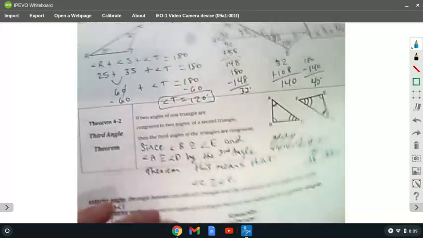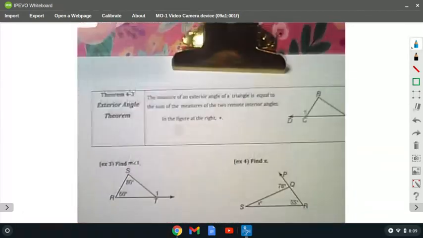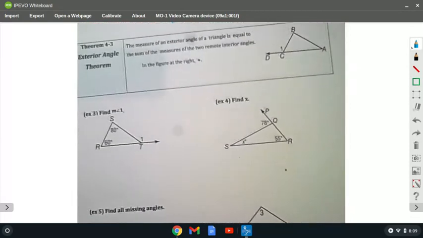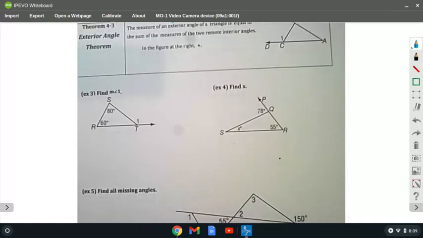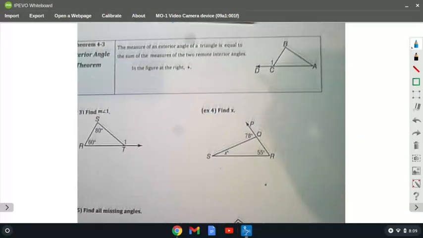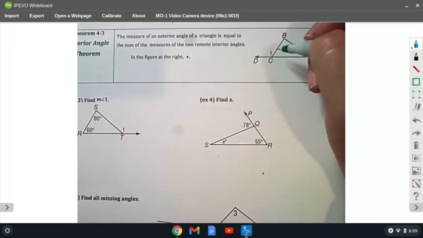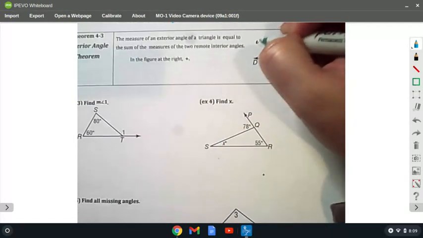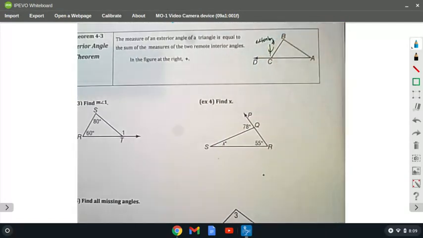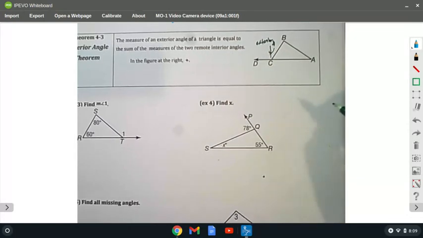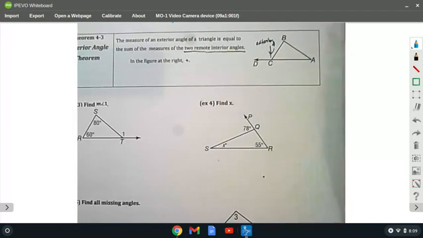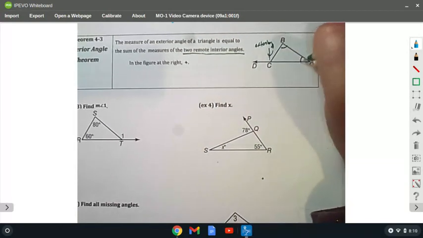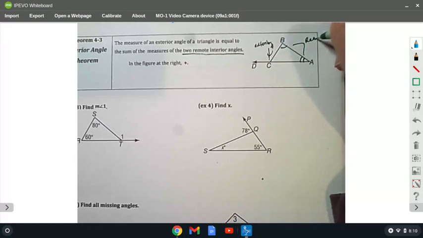This information is important for when we flip to this next page as we talk about the exterior angle theorem. The exterior angle theorem tells us that the measure of an exterior angle, so remember that exterior angle is this angle 1, is equal to the sum of the measures of the two remote interior angles. Remember those two remote interior angles are these, A and B.